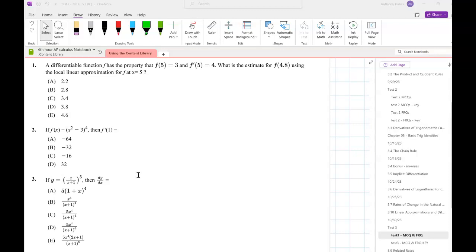You just plug in. Is it A for number two? I think so. So write A, because that's what you got, right? Found it. Cool. I did number 1.